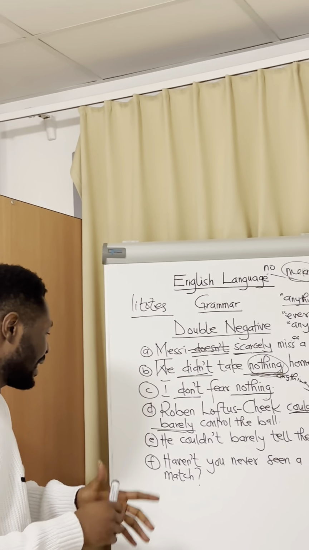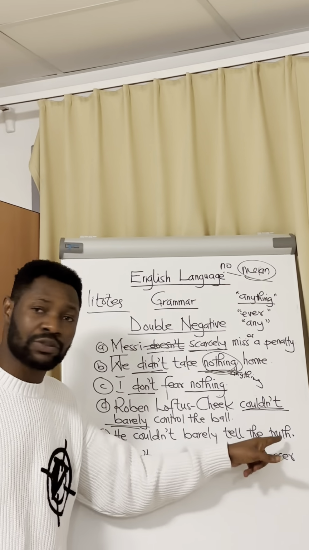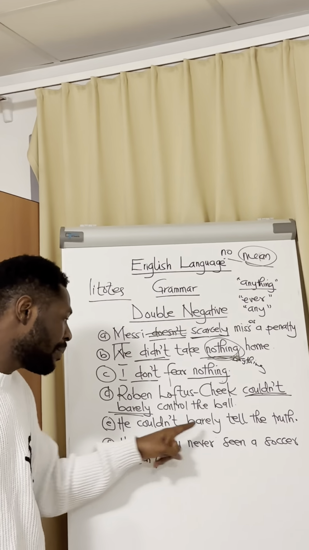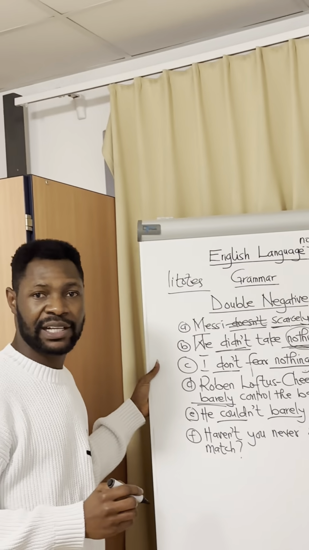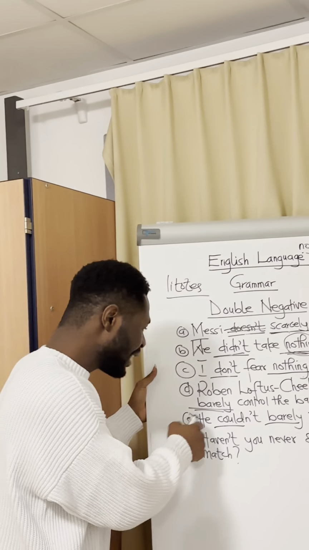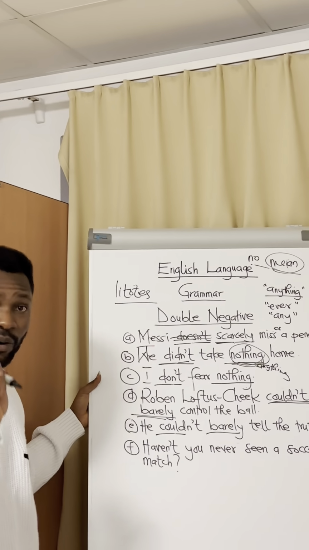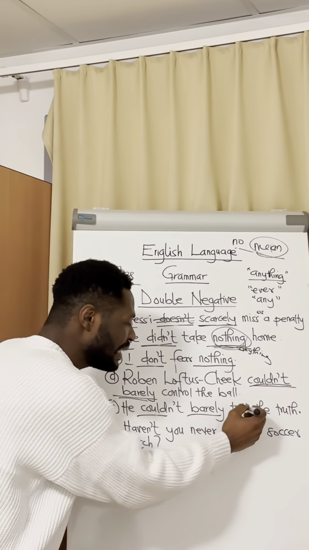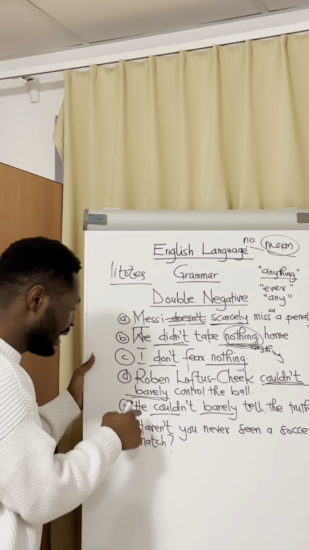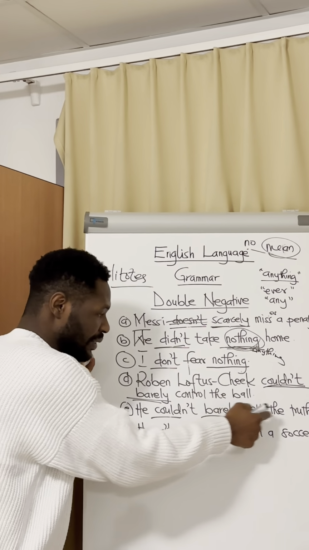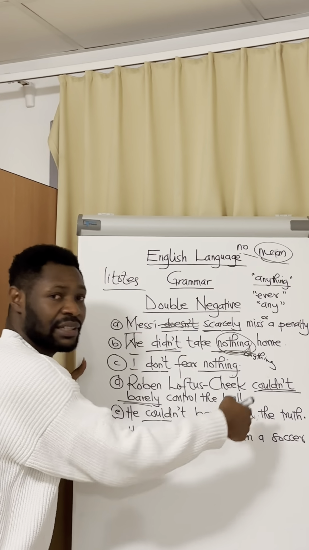The point is that he couldn't barely tell the truth. The politician couldn't barely tell the truth. We have couldn't and barely. Grammatically unacceptable. Two negatives. So what do we do? He couldn't tell the truth. That's correct. Or he barely tells the truth. Alright, so you either say he couldn't tell the truth or he barely tells the truth.